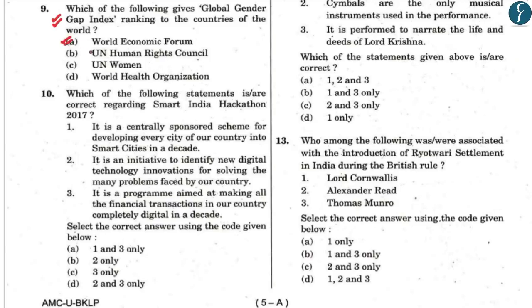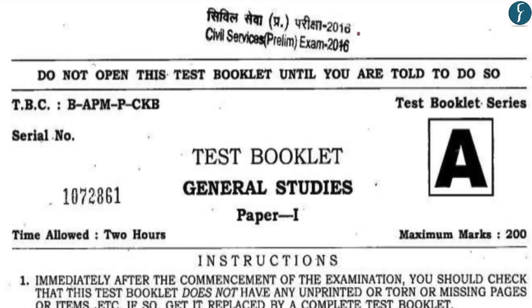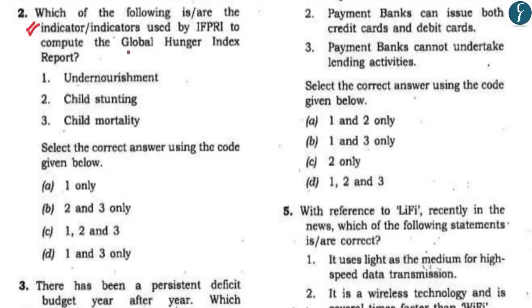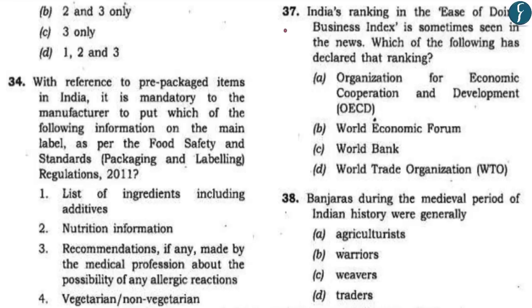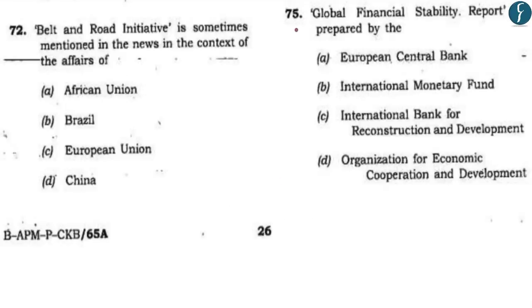World Economic Forum. And in similar terms, if you take an example of the prelims examination paper of 2016, it had asked as to what are the indicators of the Global Hunger Index report, and the correct answer to this question is C. 1, 2, and 3. Similarly, it had asked as to who prepares the Ease of Doing Business Index, wherein the correct answer is C. World Bank. And moreover, the 2016 paper had also asked as to who prepares the Global Financial Stability Report, wherein the correct answer is B. International Monetary Fund or IMF.